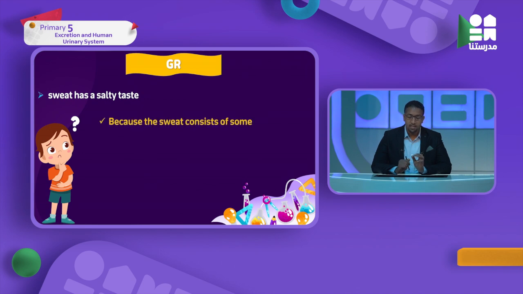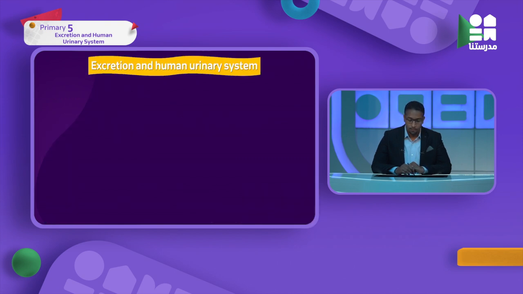Because the sweat consists of what? Consists of salts and excess water. So the sweat contains salt. That's why the sweat has a salty taste. It is a salty solution. It is water with some excess salts dissolved in it, which the body does not need anymore. Sweat glands are a special type of glands inside the skin that produce sweat.